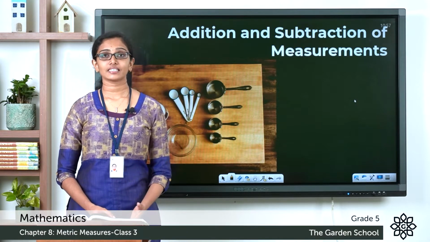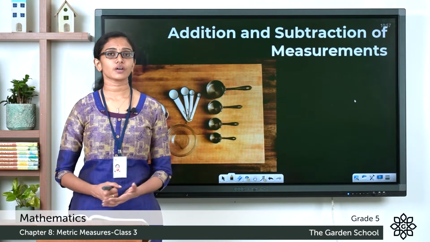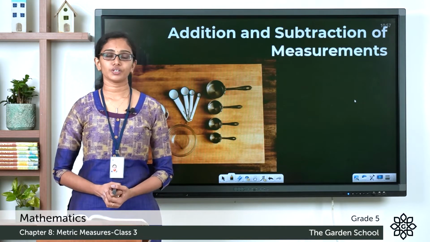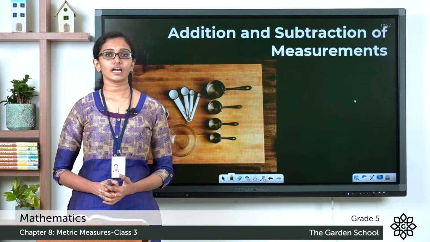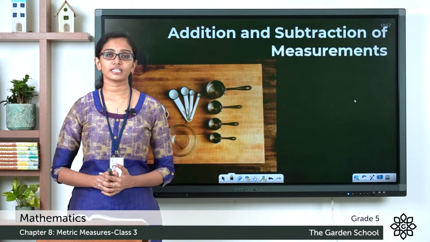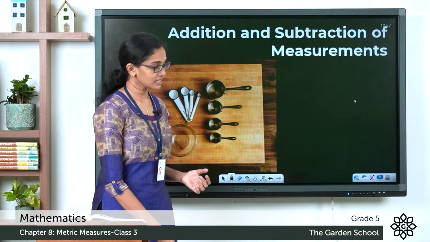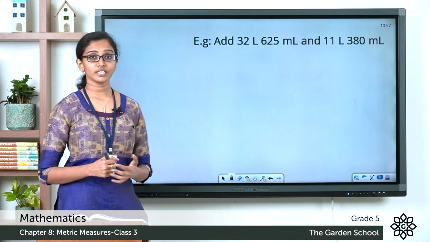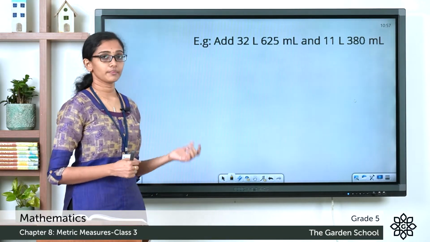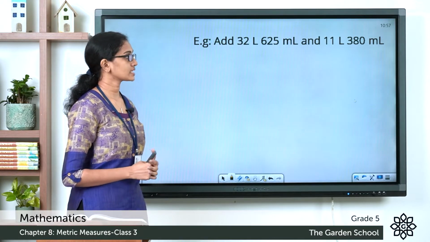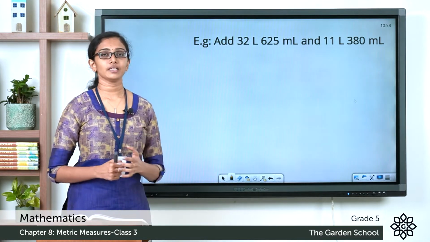So in the previous class, we have seen the different units of measurements and their conversions. Today, let's learn how we can add or subtract different units of measurement. So let's see the first question. Add 32 liter, 625 milliliter and 11 liter, 380 milliliter.